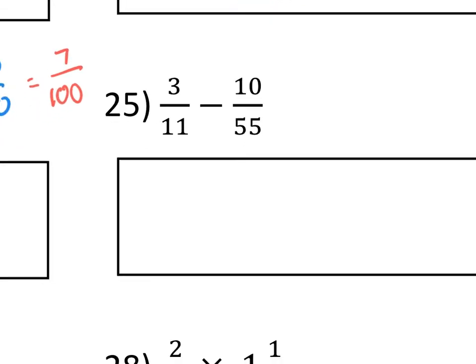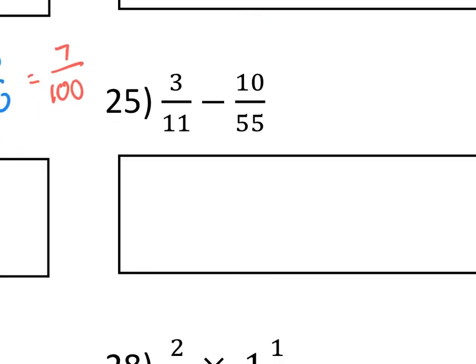25, we need a common denominator because we are subtracting. 55 could be a common denominator. Again, with all of these, there's not one right common denominator. You could always just multiply each fraction by the opposite fraction's denominator, and that will give you the right answer. You'll just have to do some extra simplifying, but your calculator will do that for you at the end. So whatever common denominator I'm using, that's not the only option.